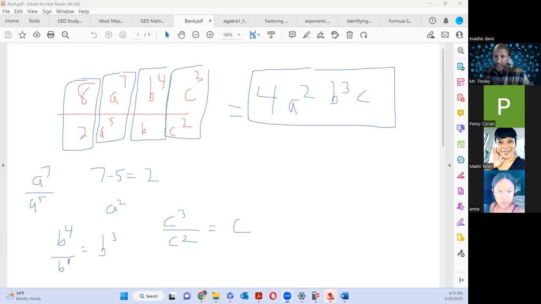Again, you have to know your exponent rules. Okay? So I want you to go over them. That's a guaranteed question, one of your first 5.